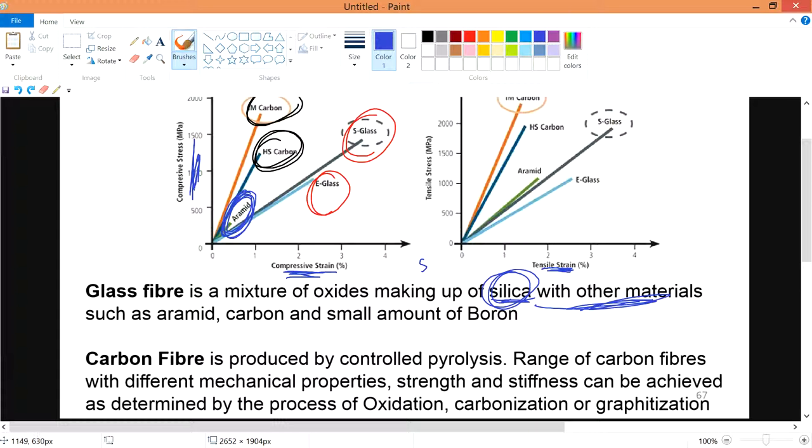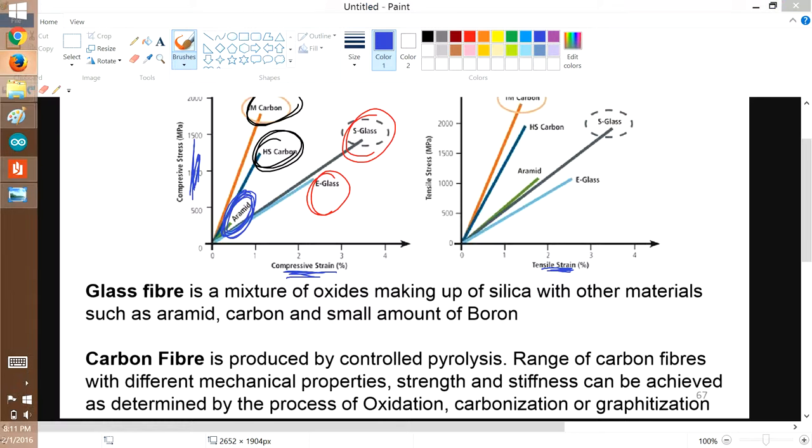So glass fiber is this form. Glass fiber is very related to silica if you want to talk about it. Later on in the subsequent videos, my explanation on silica sucks, but at least you can still get the answers from there. Next is carbon fiber, which is a controlled pyrolysis.